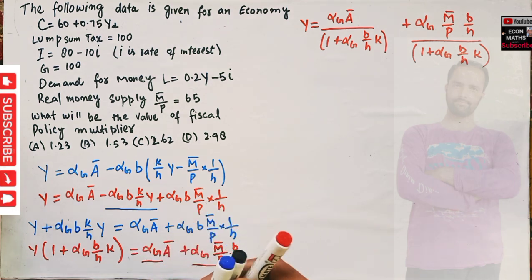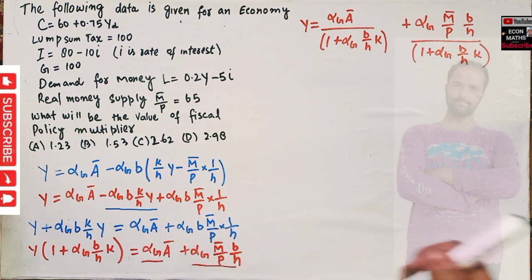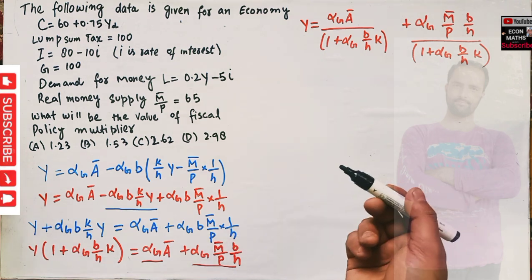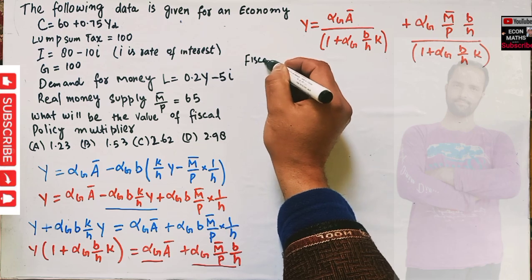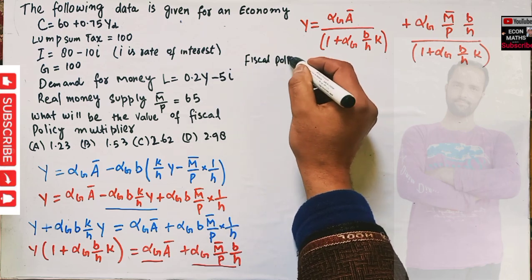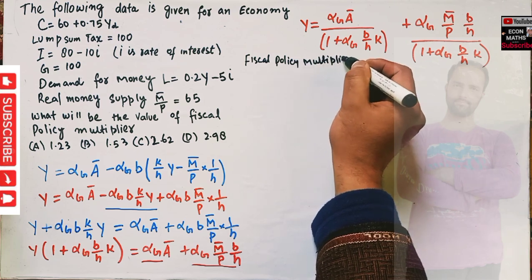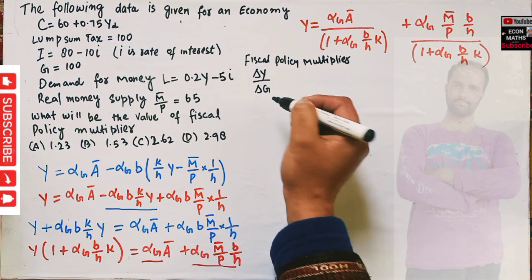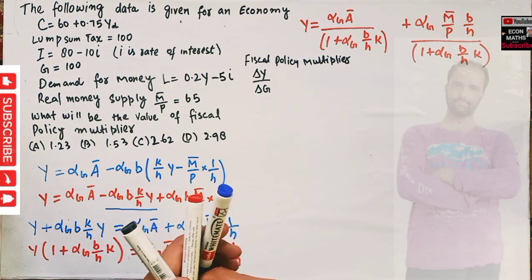Now what we need to do, since we need to find the fiscal policy multiplier. Fiscal policy multiplier shows us change in income with respect to change in government expenditure. Okay, so that means we need to differentiate this very function with respect to g.